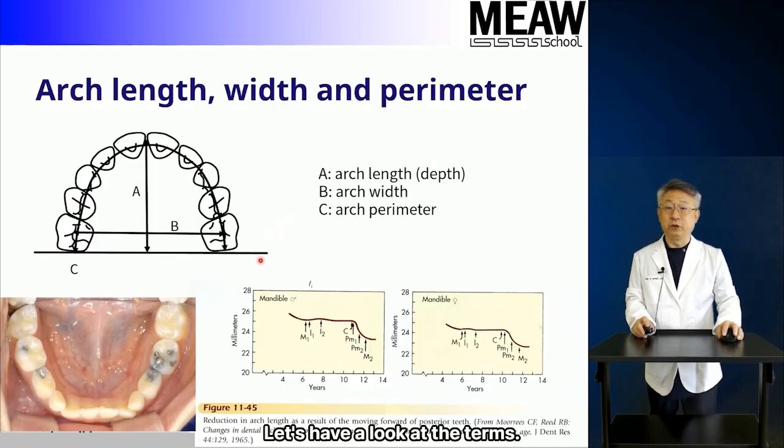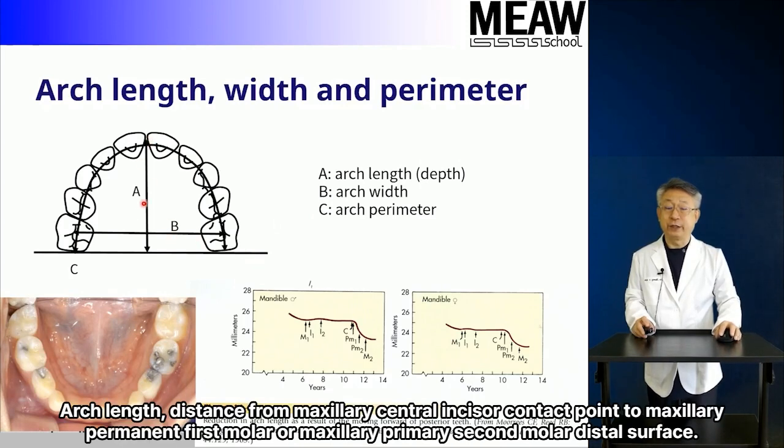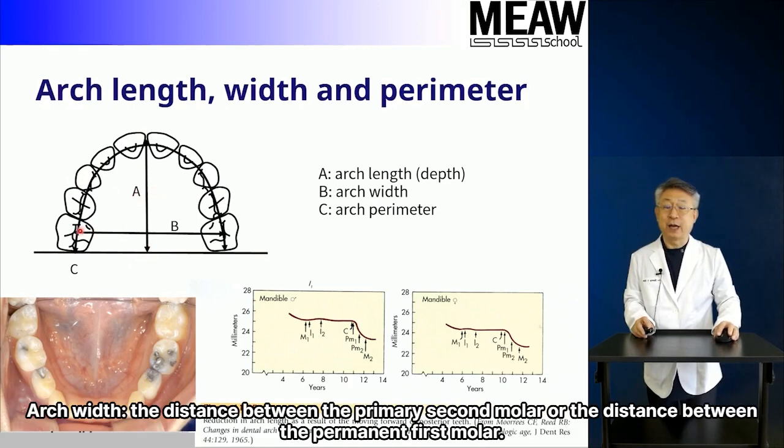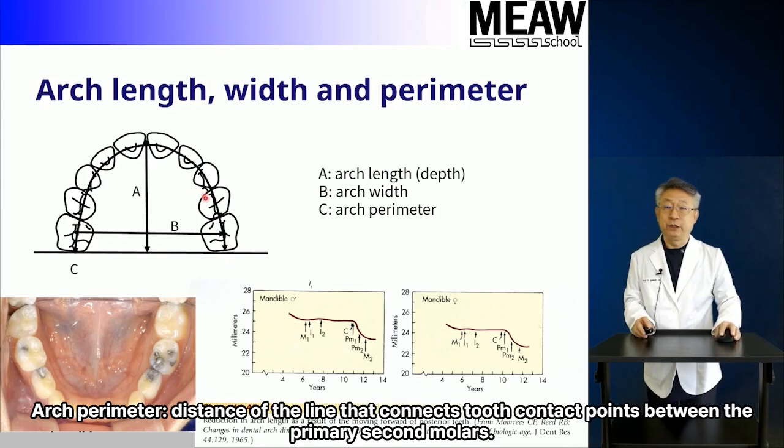Let's have a look at the terms. Arch length: distance from maxillary central incisor contact point to maxillary permanent first molar or maxillary primary second molar distal surface. Arch width: the distance between the primary second molars or the distance between the permanent first molars. Arch perimeter: distance of the line that connects tooth contact points between the primary second molars.